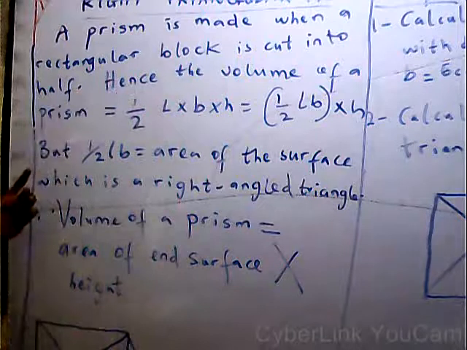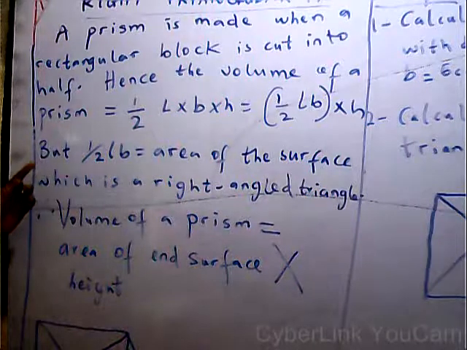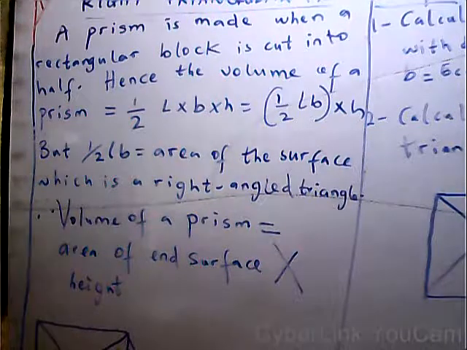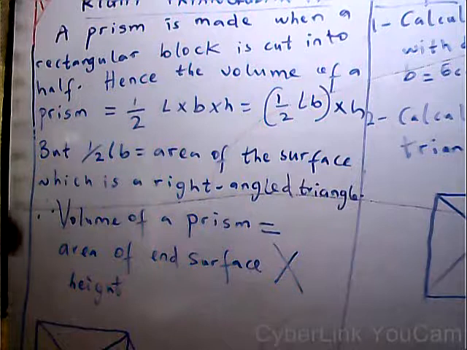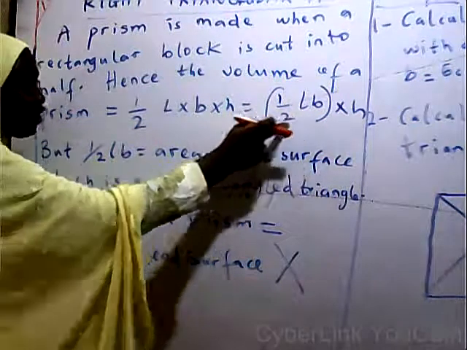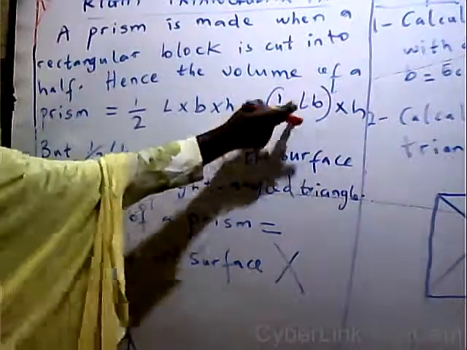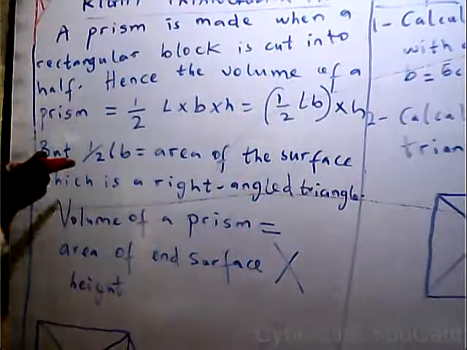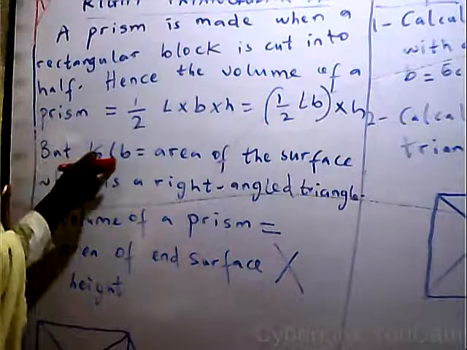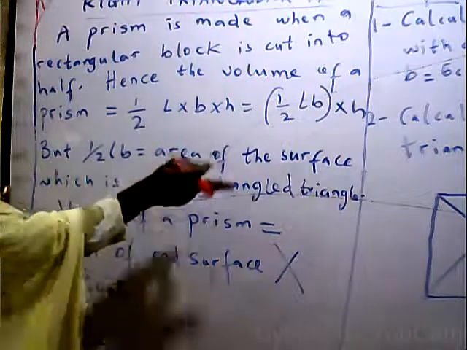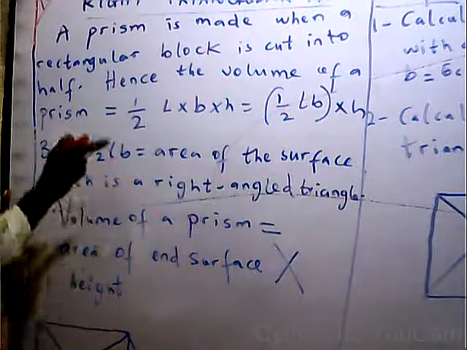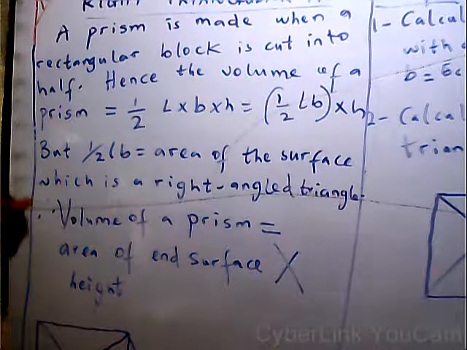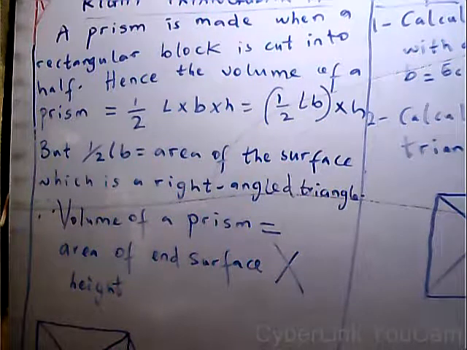Remember when we were doing the cuboid, I told you that apart from using length, breadth and height, you can also say area of a surface multiplied by its height. So this is now half of the area of a surface: half of length times breadth, multiplied by its height. Remember, as I've said, 1/2 length times breadth is equal to the area of a surface, which is a right-angled triangle. A triangular prism gives us a right-angled triangle, and you know how a right-angled triangle looks.